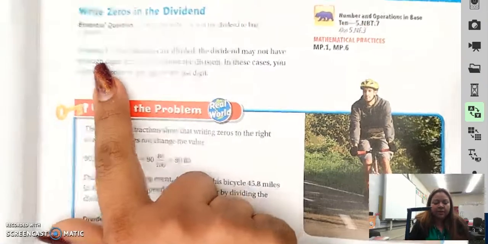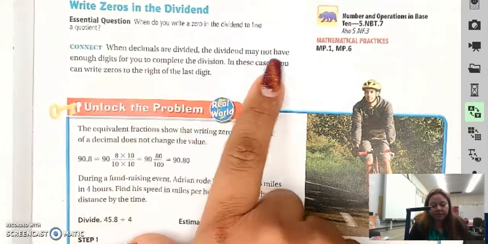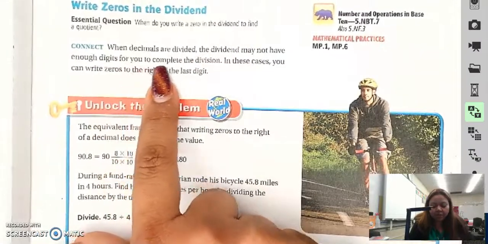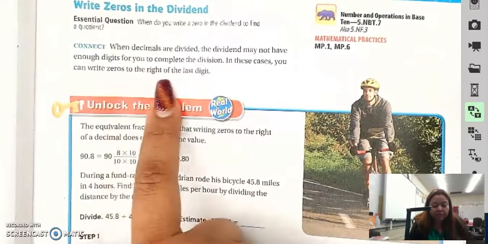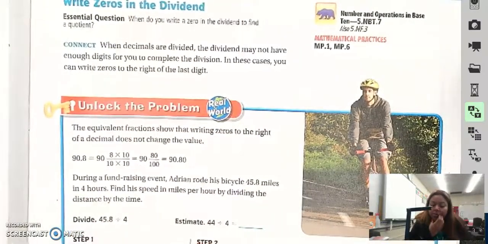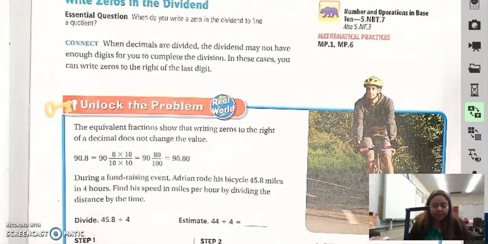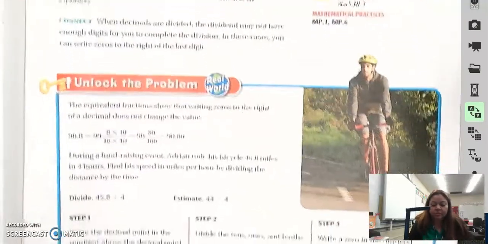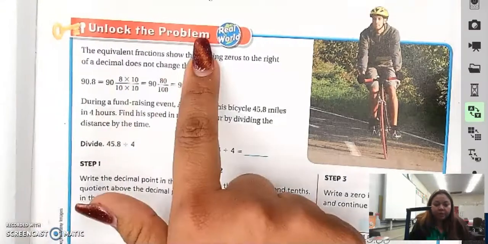So let's go ahead and read the connect part. When decimals are divided, the dividend may not have enough digits for you to complete the division. In these cases, you can write zeros to the right of the last digit. So how do we add, or when do we add zeros? We're going to take, for example, this problem. We're going to read unlock the problem.